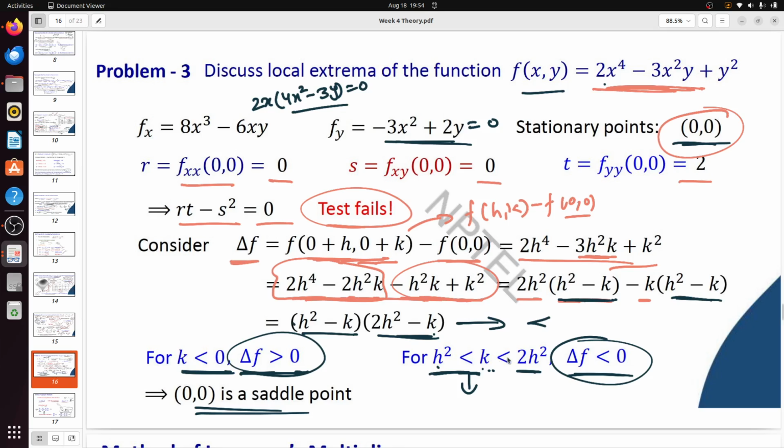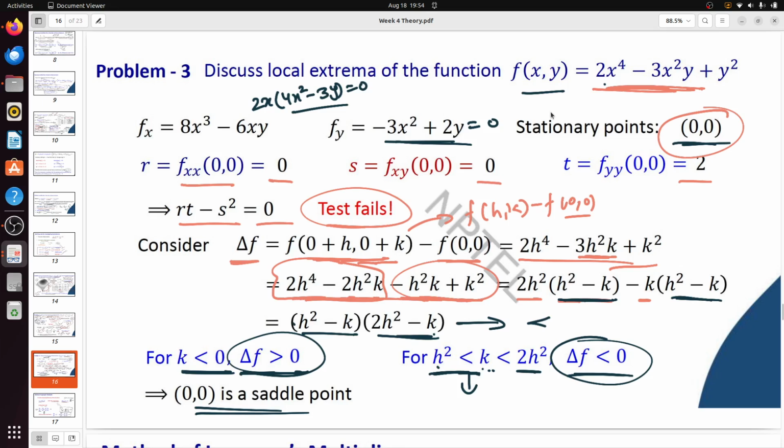Next problem is also similar. Discuss the local extrema of the function f(x,y) = 2x^4 - 3x^2 y + y^2. The (0,0) point will create a problem, right? So first determine ∂f/∂x and ∂f/∂y.